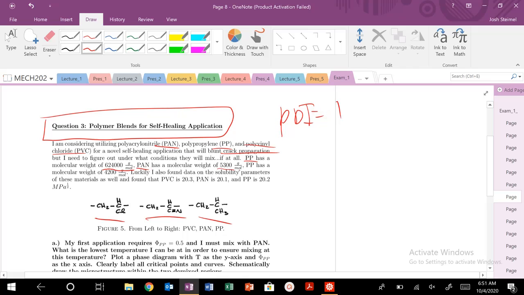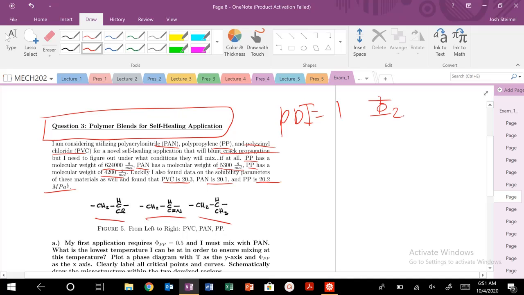PAN molecular weight of this. PP has a molecular weight of this. And solubility parameters, found that PVC is this, and this. So what I'm going to start to do immediately is, I don't need these molecular weight values. I know that I'm going to eventually have to go to plots of these volume fractions.